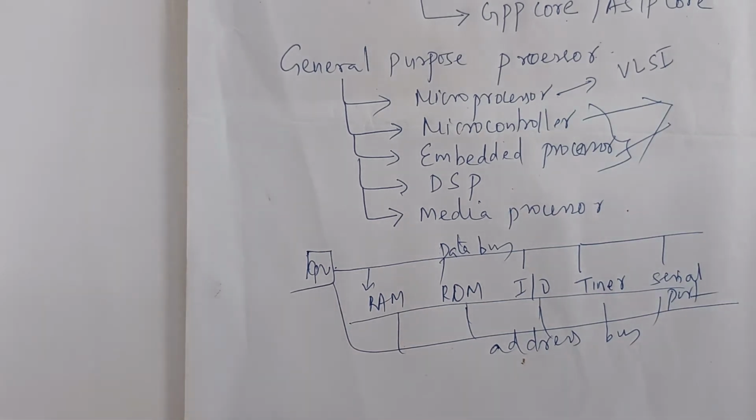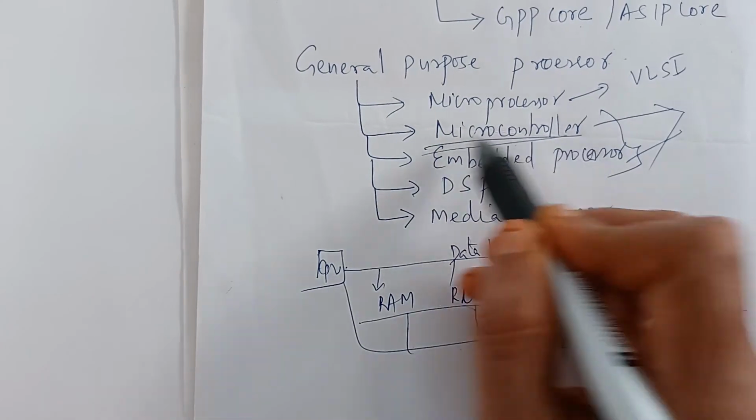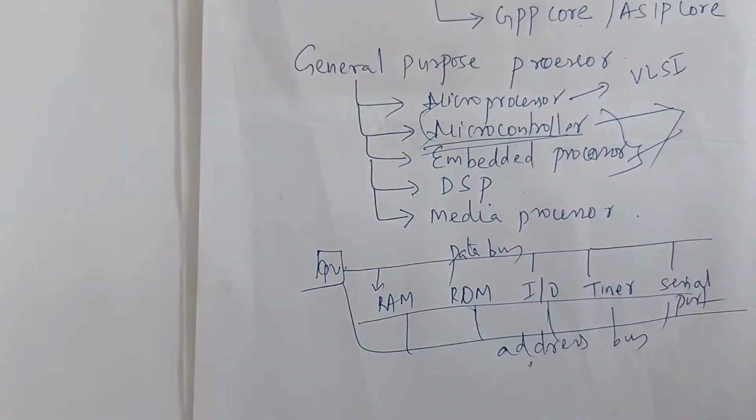But in a microcontroller we have RAM, ROM, input output ports, timer and serial communication port integrated on the chip. Everything is integrated in a microcontroller. That is the difference between a microprocessor and a microcontroller. Is it okay?